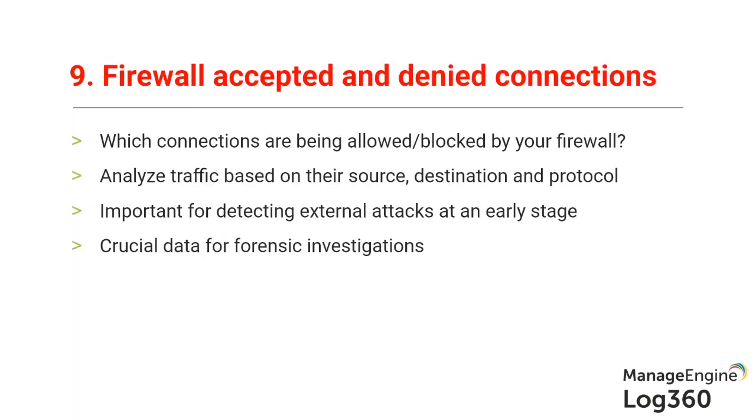Number 9 is firewall accepted and denied connections. This is very important because you need to know what are the IP addresses flowing in and out of your network. You need to know which are the connections that your firewall is allowing and which are the connections that it is denying. Because at a given point, you need to know if the traffic in your network is malicious or not, whether it is from trusted sources, or whether it has any blacklisted or malicious interactions going on.